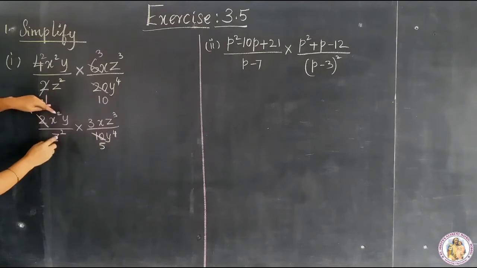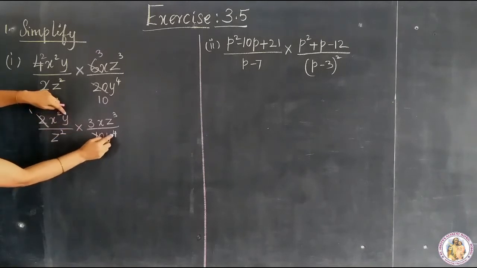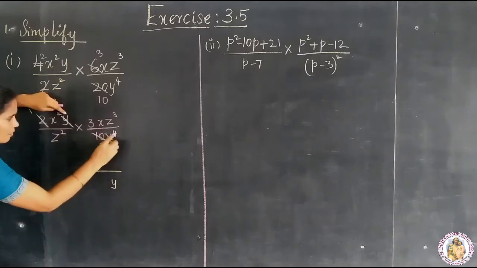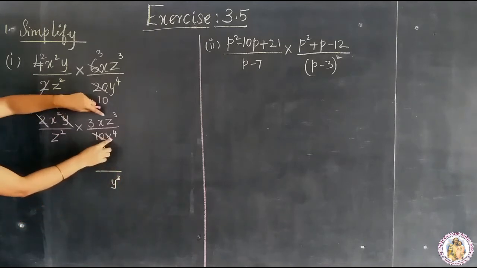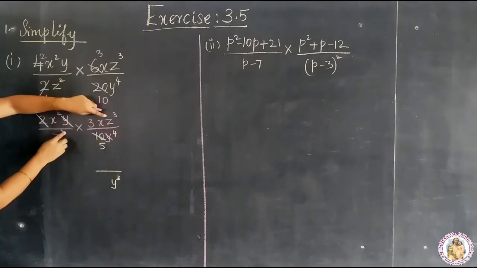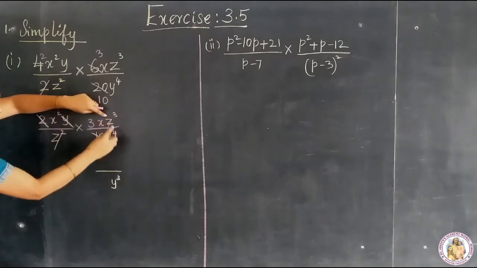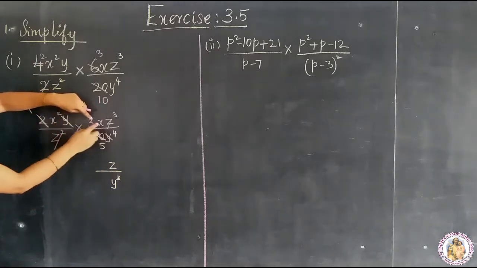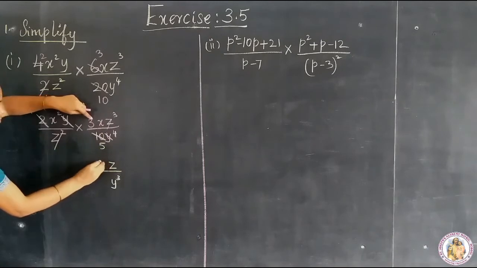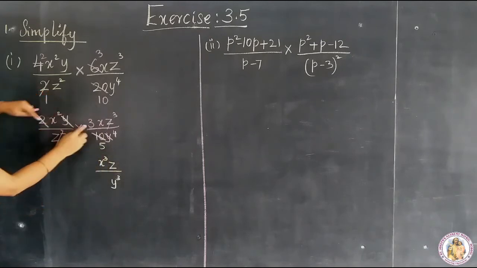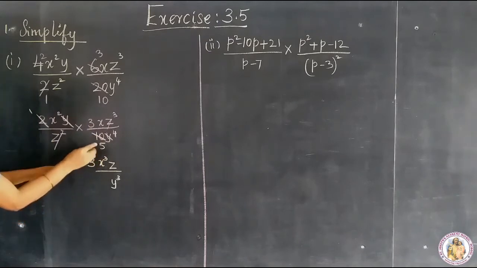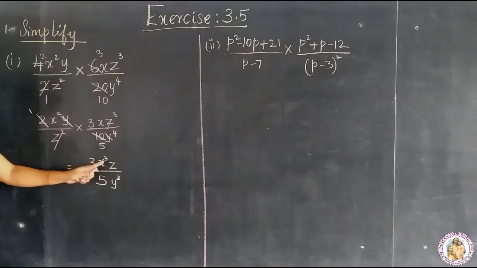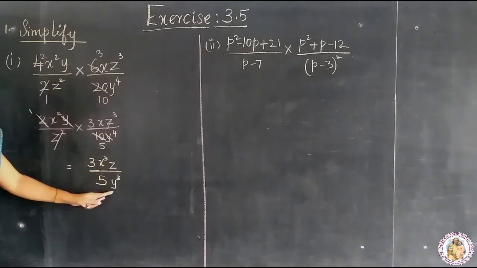Okay, and y power 1, here we have y to the power of 4. So if we cancel 1 y, we will have y to the power of 3. Here we have z cube, here we have z square. So if we cancel z square, we will have only 1 z. And x is x square and x, so x cube. And 1 into 3, 3, so 5. So 3x cube multiplied z divided by 5y cube.